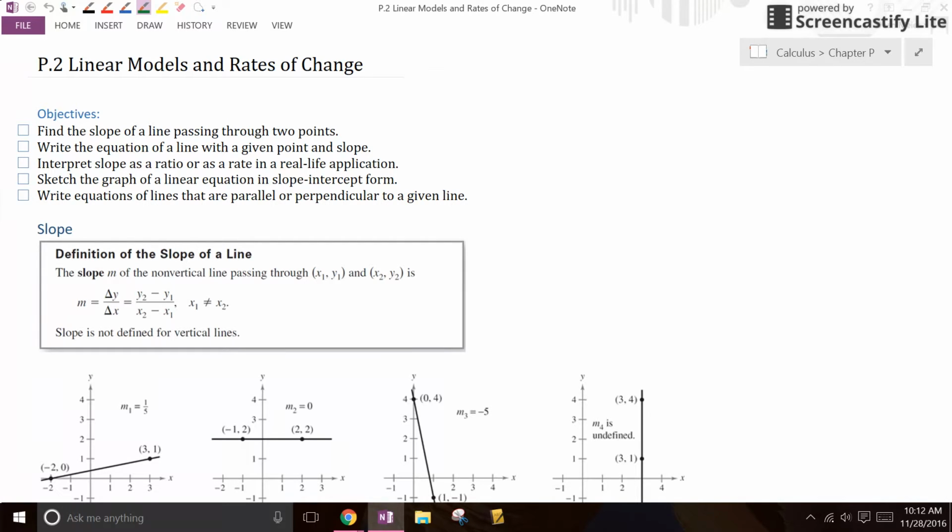Mr. Meyer and P2, linear models and why rates of change are important. This is going to feel very familiar because you can see from the objectives that we have to find the slope of a line and write the equation of a line given a point and a slope. These are things you've been doing for a long time now, and so they feel very comfortable and very normal.